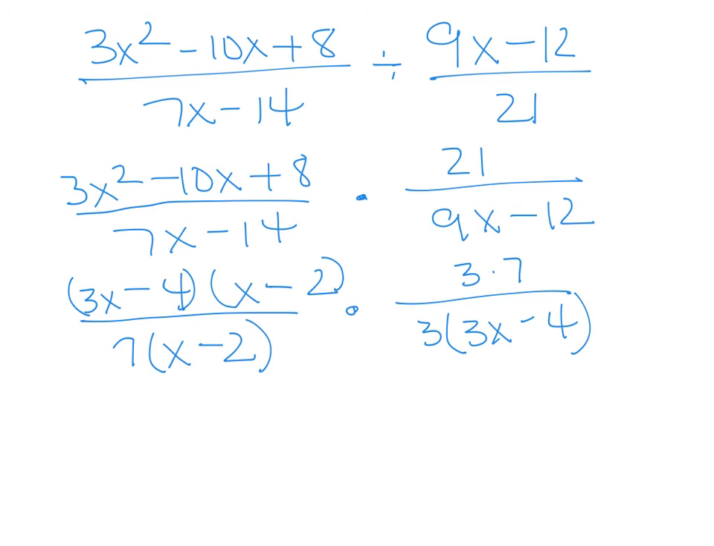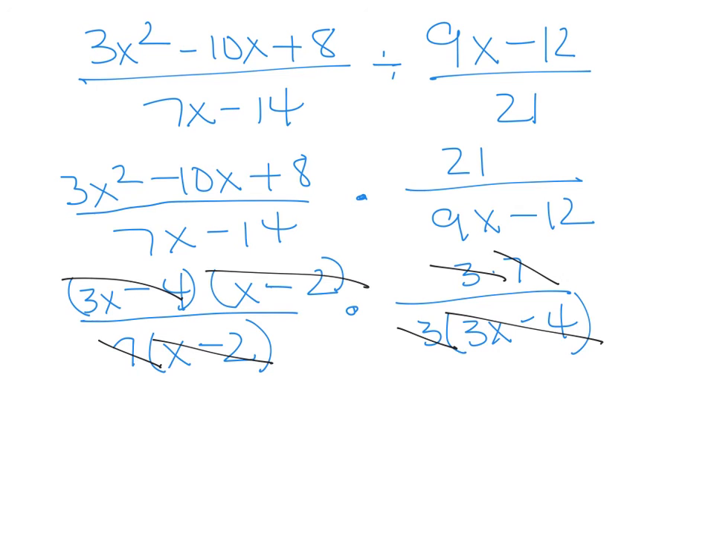Okay, what can I cancel out? Let's see here. I have a 3x minus 4 on top, 3x minus 4 on the bottom. This is my favorite part. I like to cancel this stuff out. X minus 2 cancels out. I have a 7, and I have a 7. And I have a 3, and I have a 3. Everything cancels. So the question is, what's the answer?